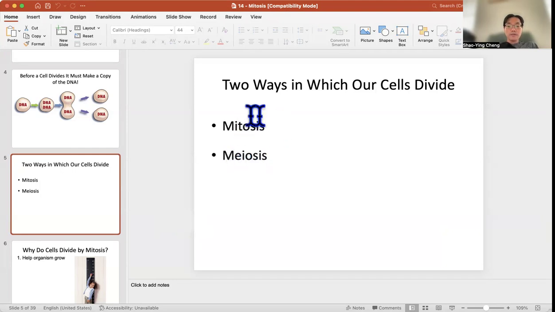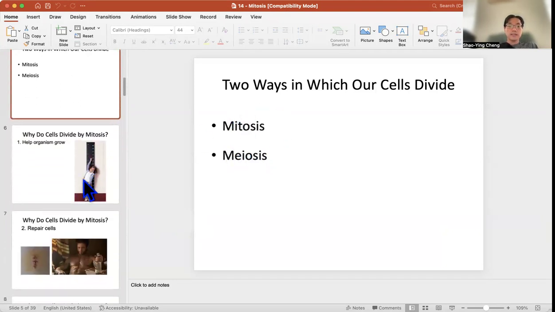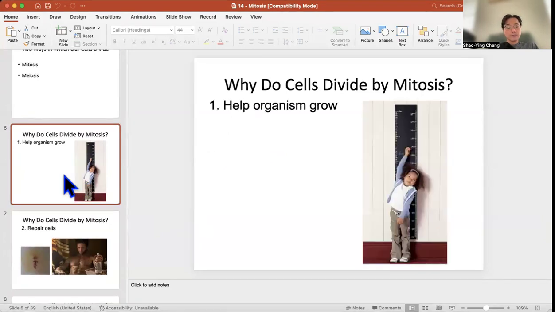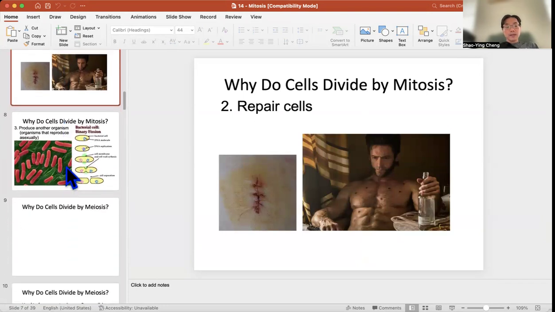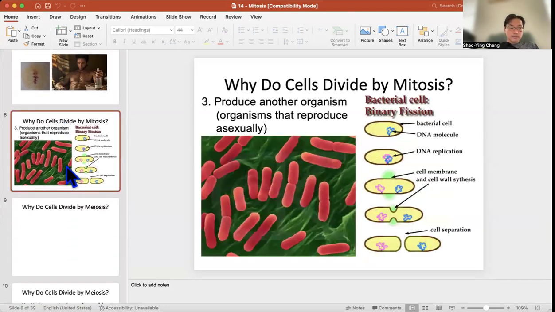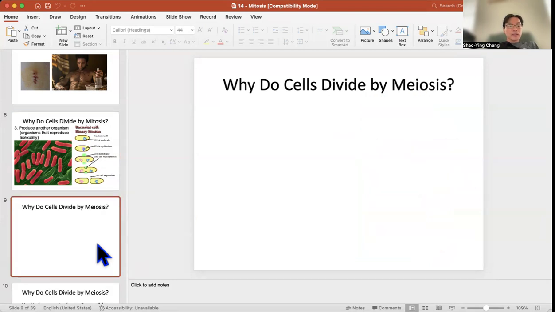So today our main focus is mitosis. That's the cells in your body, normal cells, they duplicate. So why do we need to do mitosis? We need to grow, and we need to repair damaged cells. And for some organisms, mitosis is the way they reproduce, like E. coli, a single-celled creature. They do mitosis and they duplicate. So that's mitosis.